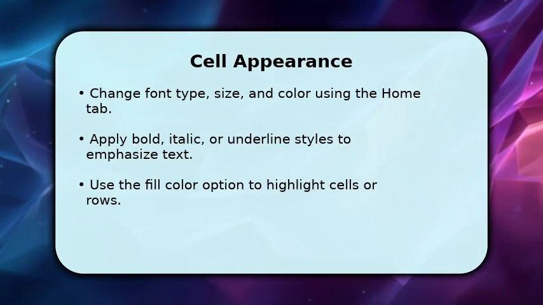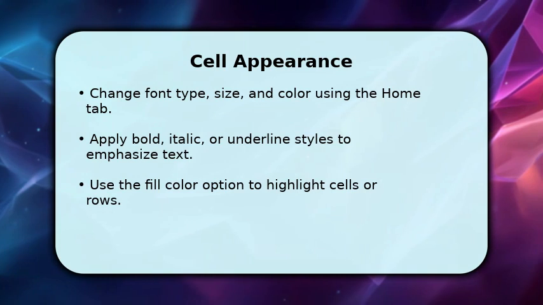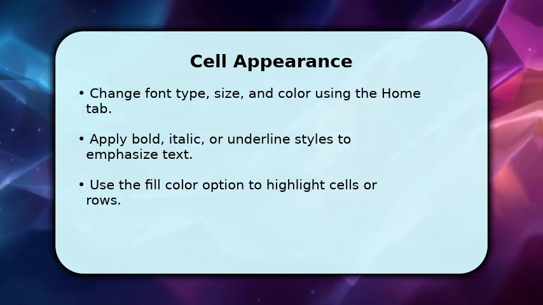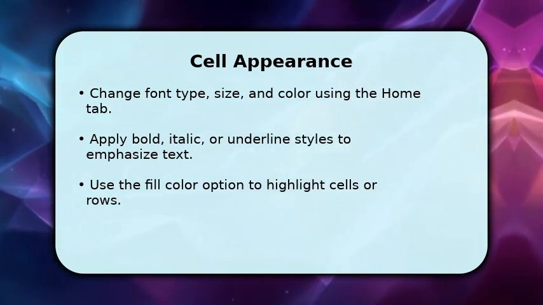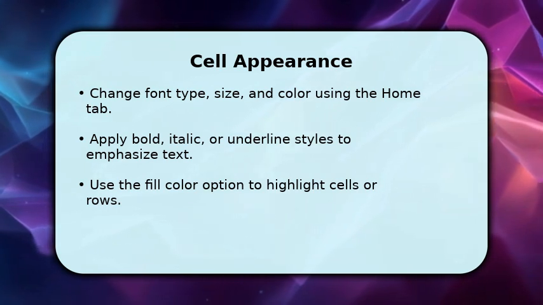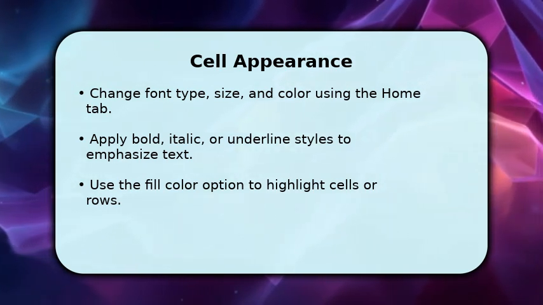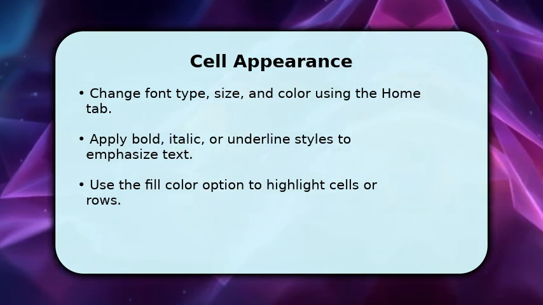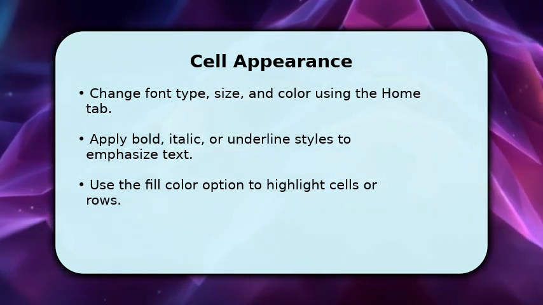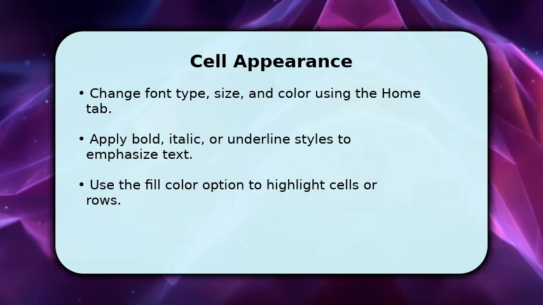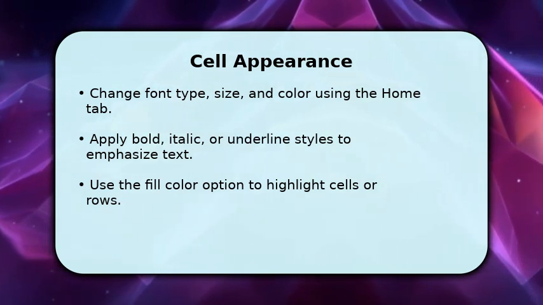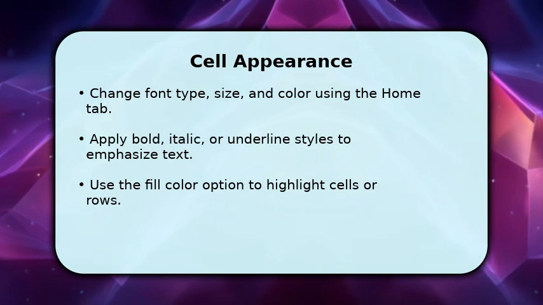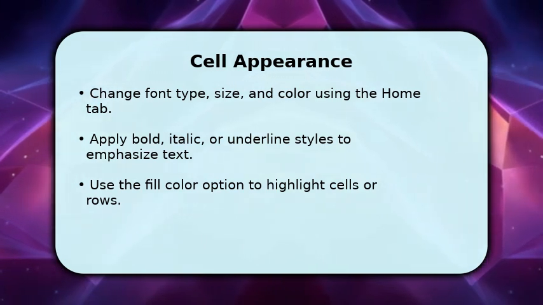Next, let's explore basic cell appearance. You can easily modify font styles, sizes, and colors from the Home tab. Emphasize text with bold, italic, or underline options. Use fill colors to visually group or highlight specific data points. Adjust text alignment within cells, choosing from options like top, middle, bottom, left, center, or right, to ensure your data is perfectly positioned and easy to scan.